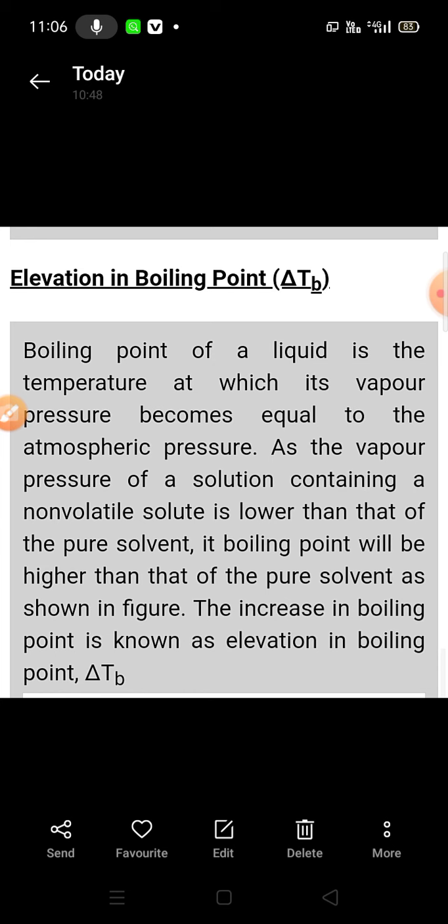Now let us take an example. The vapor pressure of pure water is 1.013 bar, that means 1 atmospheric pressure, at 373 Kelvin. Water boils at 373 Kelvin because the vapor pressure at this temperature becomes equal to 1 atmospheric pressure, which is 1.013 bar. But on the other hand, the vapor pressure of an aqueous solution of sucrose is less than 1.013 bar at 373 Kelvin, and therefore the solution will not boil at 373 Kelvin.